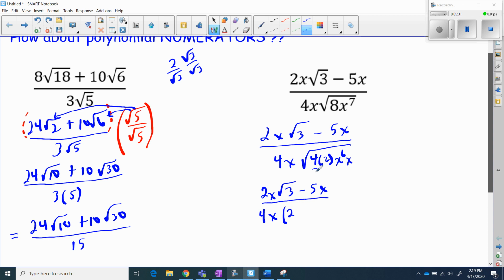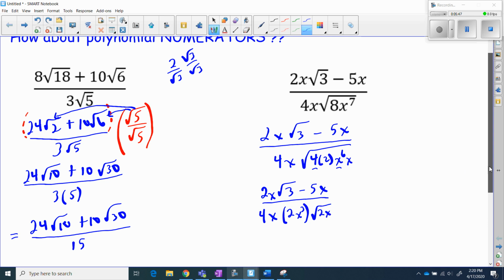The square root of 4 is 2. That's not a perfect square. X to the 6th is a perfect square. Its square root is x to the 3rd. So the ones that were not perfect squares will stay underneath that radical, like so.